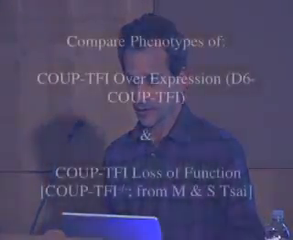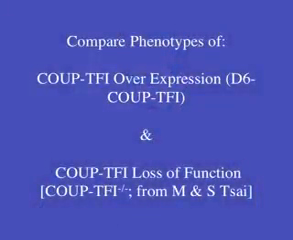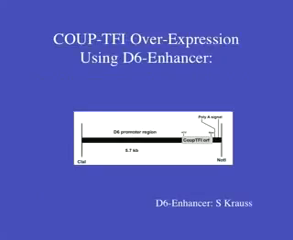We came to these conclusions by changing the level of expression of COUP-TF1, either by overexpressing it using a transgene called D6 COUP-TF1, or by a loss of function analysis using a null mutation made by Ming and Sophie Tsai at Baylor College of Medicine. The overexpression assay was based upon an enhancer region called D6, which was made by Stefan Kraus. We hooked the D6 enhancer promoter region 5' to the COUP-TF1 open reading frame and made a transgenic mouse.